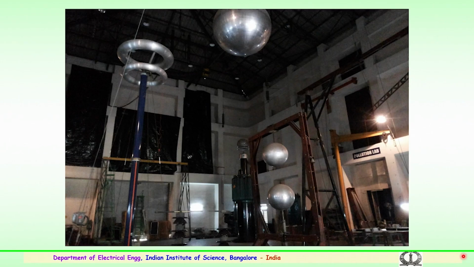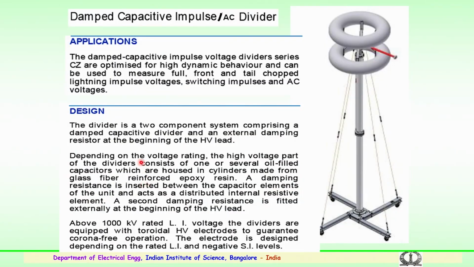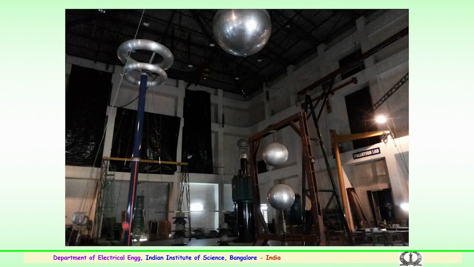This is the damped capacitive impulse AC divider, which is being used in our laboratory at the Indian Institute of Science, where very high impulse and AC voltages are measured using the divider.